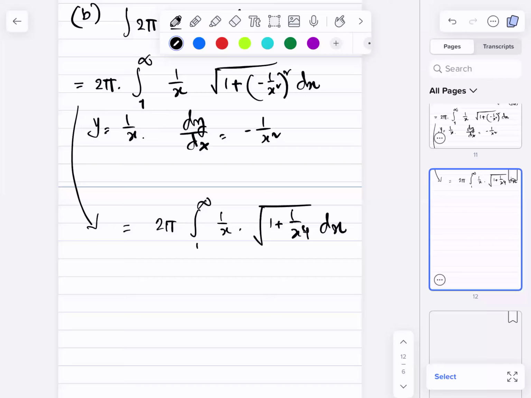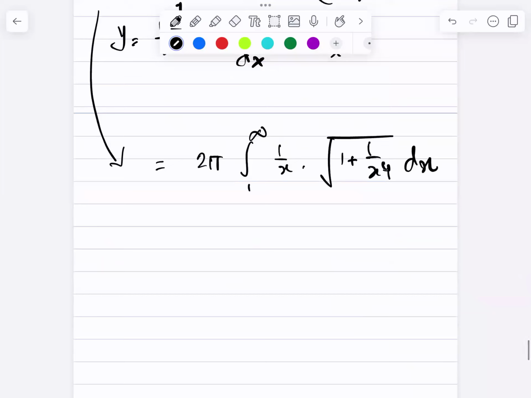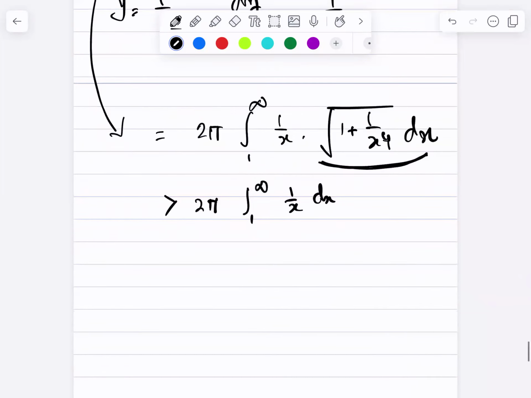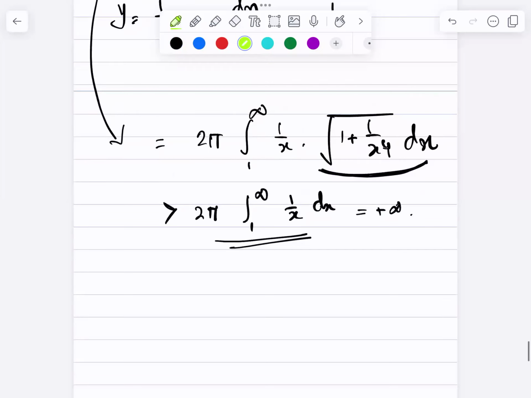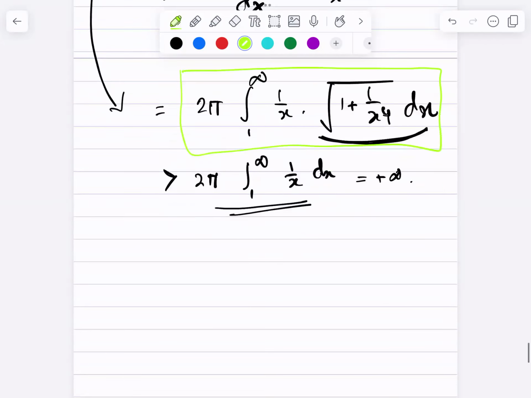Okay, so this is also pretty difficult to integrate. So I will just try to estimate it rather. This quantity will be bigger than 2 pi integral from 1 to infinity of 1 over x dx, because this is always bigger than one value. So I can just neglect that, but in that case I'll have this inequality. And you can easily see that this is infinity. Then I can argue that this quantity, which is bigger than infinity, will also be infinity. Therefore you can say that this diverges.